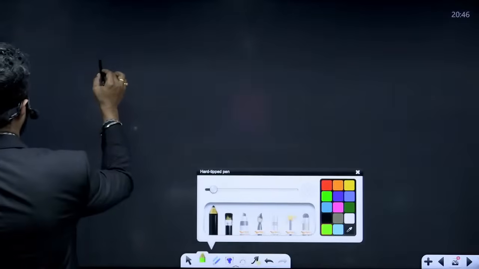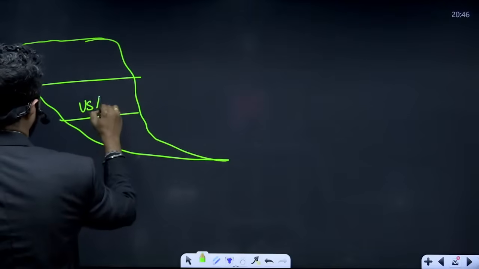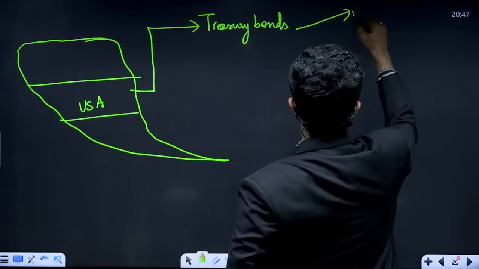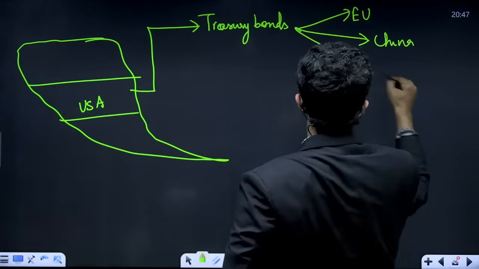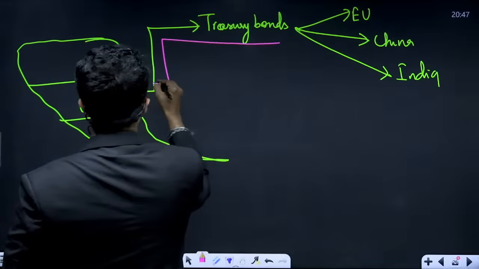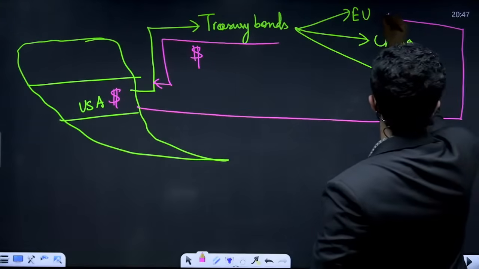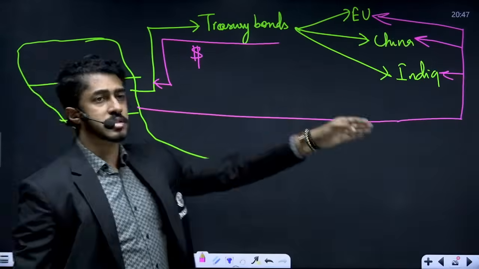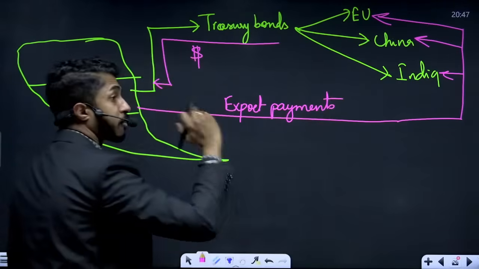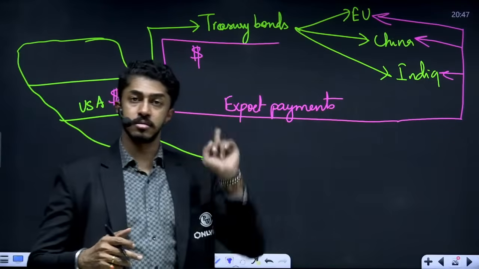So look at it. You have the USA. The USA issues treasury bonds, purchased by the EU, China, India. Okay. What do they do? They give the much-needed dollars to the USA. What does the USA do with that dollar? Those dollars are paid back to these countries. How? Export payments. Got the point here? This is the cycle, uninterrupted.